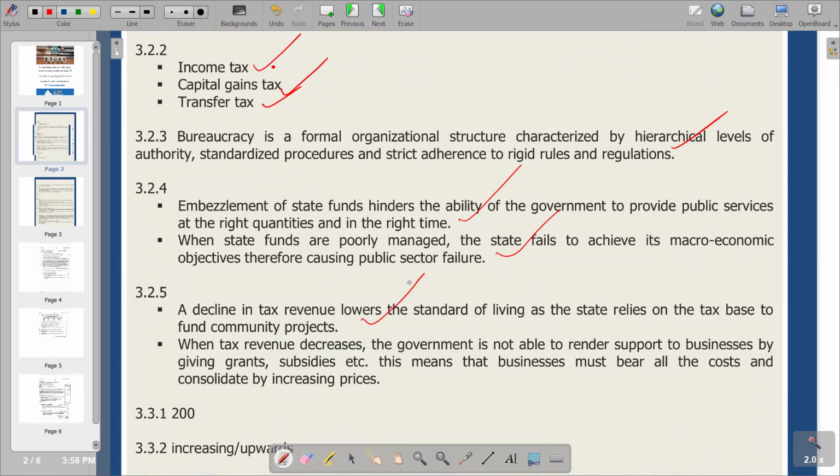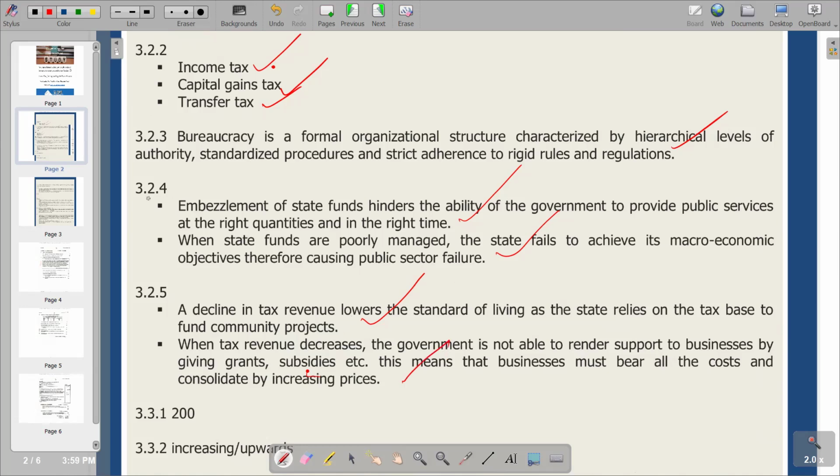And then when tax revenue decreases, the government is not able to render support to businesses by giving grants, subsidies, etc. Remember, subsidies are amounts of money that are given to those businesses that are facing high cost of production, so that their cost of production decreases. When the cost of production decreases, they expand their production capacities. When they expand their production capacity, economic activity is enhanced. So this means that businesses must bear all the costs and consolidate by increasing prices. So we see another negative, inflation is going to result.